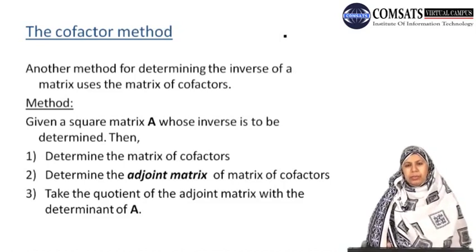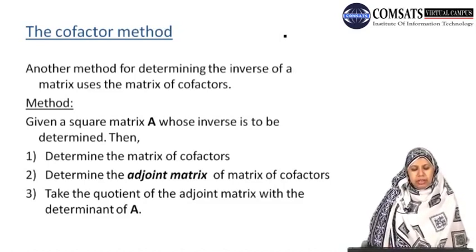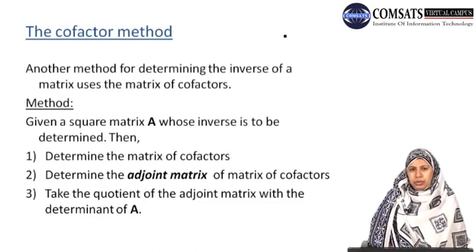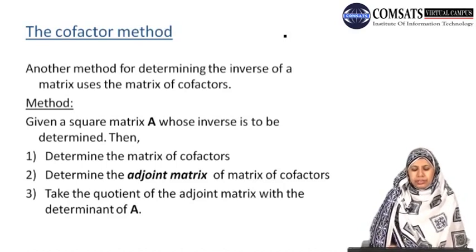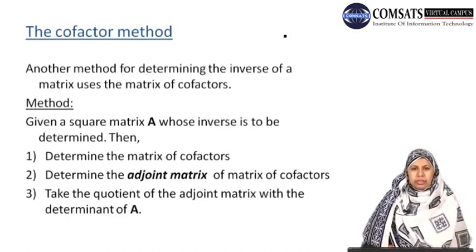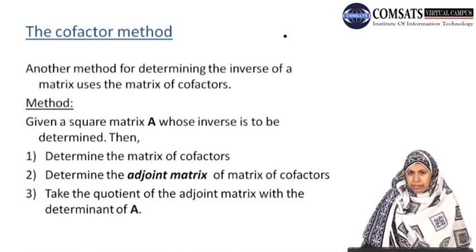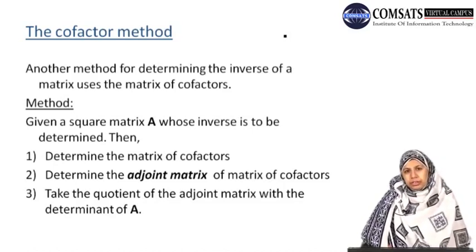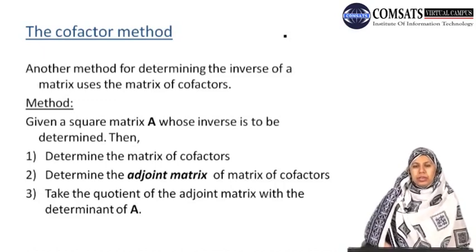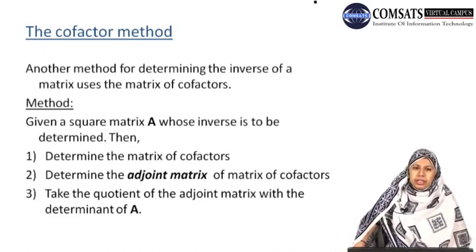Once we have found the matrix of cofactors, then we can find the adjoint matrix. How do we define the adjoint of a matrix? The adjoint of a matrix is nothing but the transpose of the matrix of cofactors, that is, the transpose of the matrix which we obtained in step 1. Then the final step will be to take the quotient of the transpose of the matrix of cofactors and the determinant of the given matrix A, whose inverse we are interested in finding.